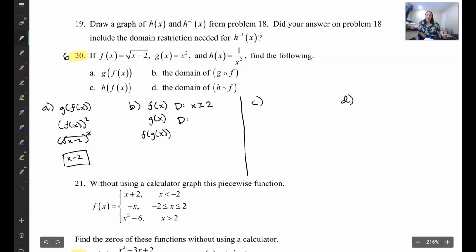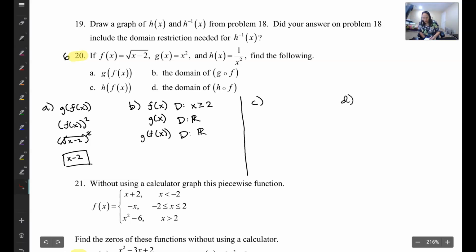The domain of g of x is x squared. That's all reals. You can put any number into that. And the domain of this, g of f of x, oops, I had that switched, didn't I? G of f of x, that's what we're looking at, is x minus 2. That's a linear function, so the domain of that is also all reals.